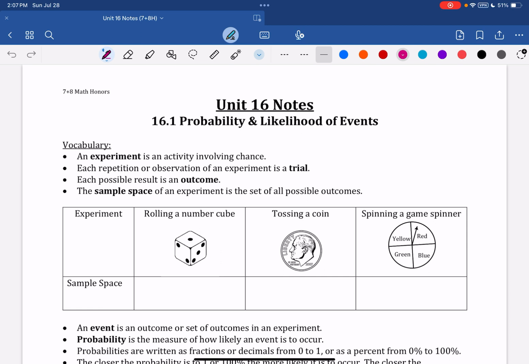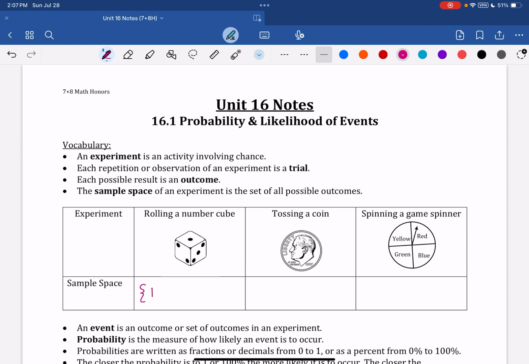It's kind of fun. An experiment is an activity involving chance when we're talking probability. Each repetition or observation of an experiment is called a trial, and each possible result is an outcome. The sample space of an experiment is the set of all possible outcomes. So if we're rolling a number cube, a standard number cube is just a die, the sample space, we could write it in set notation.